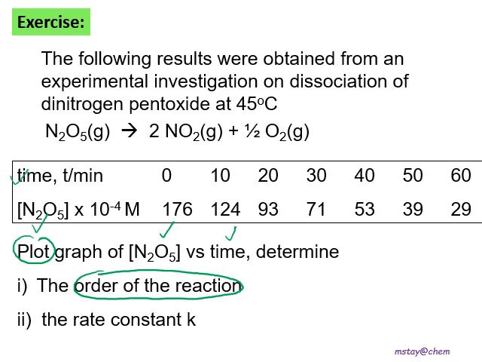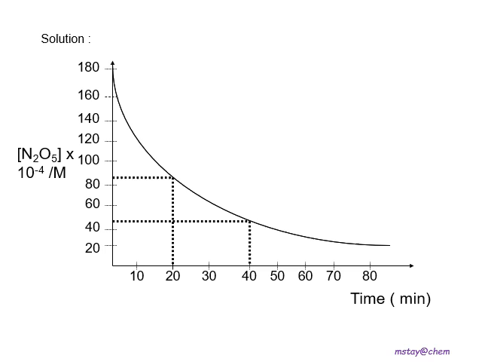Like we discussed just now, if this is the condition given, it means that we are going to determine the half-life. So let's plot the graph, and then we need to find the rate constant. Do keep that in mind. Based on the data given in the previous slide, basically this is the graph that we are going to obtain.